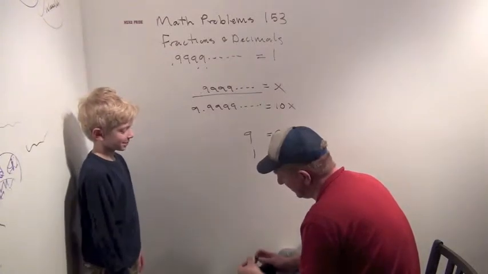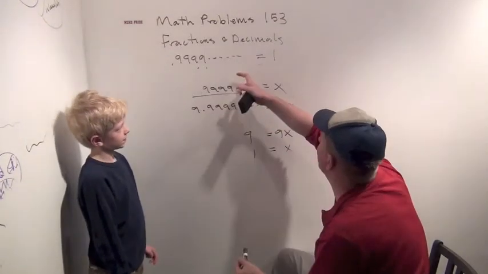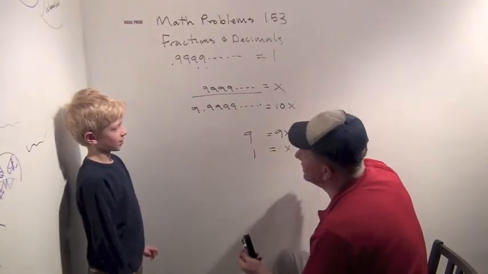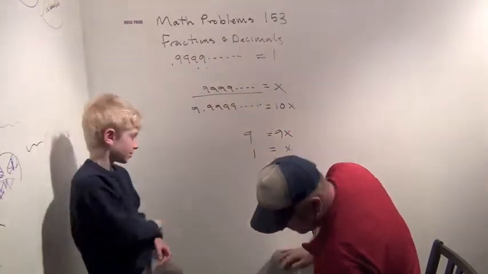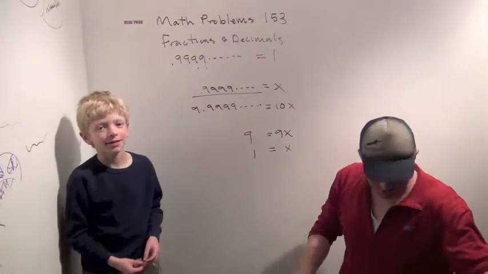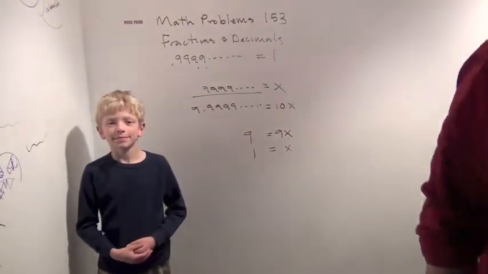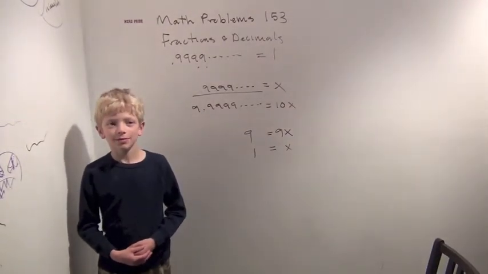Well, that was cool. I like your rounding idea. No matter where you round, you always round to 1, and then that must mean it's equal to 1. That was awesome. Good job. So 0.999 repeating equals 1.